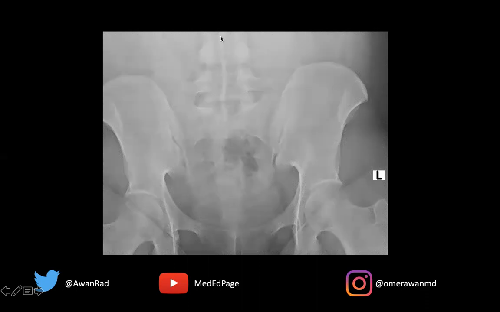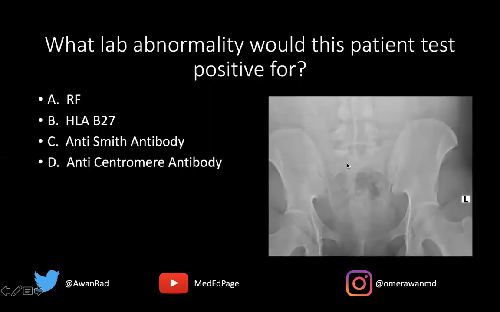If we take a look at the spinous processes here, there's fusion of the spinous processes here, right? So we call this the dagger sign. This is commonly seen in some of the seronegative spondyloarthropathies, particularly ankylosing spondylitis, right? So the fact that we have the dagger sign here, fusion of the interspinous ligament or the spinous processes, this would be seen in HLA-B27, right? So that would be positive in this patient with ankylosing spondylitis, and the dagger sign that we see here with fusion of the interspinous ligament or the spinous processes of the lumbar spine.